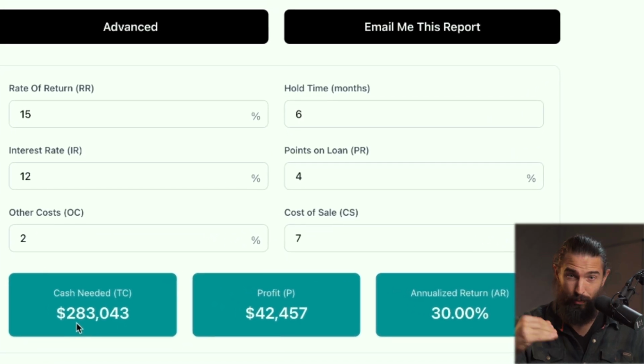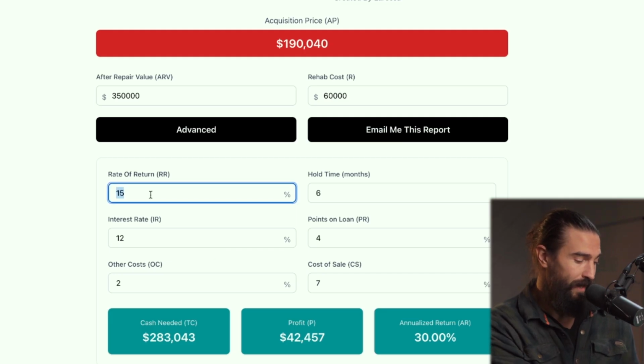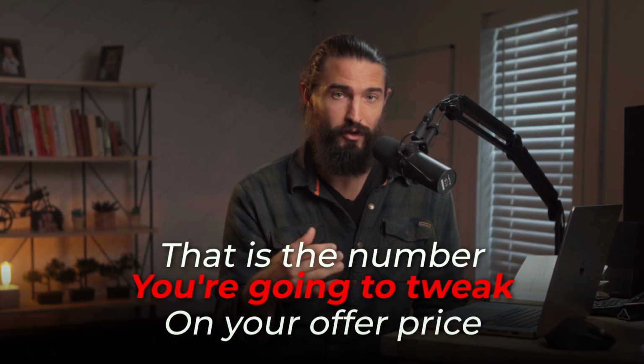So if I put $283,000, and when I say put that money in, that might mean you borrowed that amount of money. That's how much money you're going to need from start to finish. But I want to make 15 to 20% on the money that I have in the deal, whether it's my money or somebody else's. You see how changing the rate of return, the profit that I make, changes the acquisition price. If I want to make 20%, I need to get that deal for $179,000. If I want to make 15%, $190,000. That is the number you're going to tweak on your offer price.